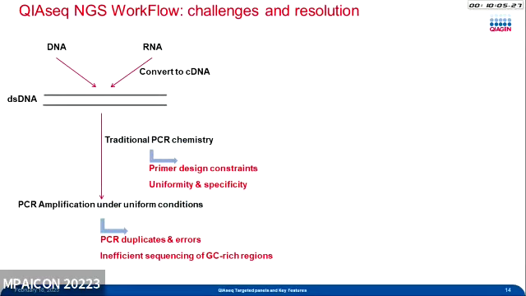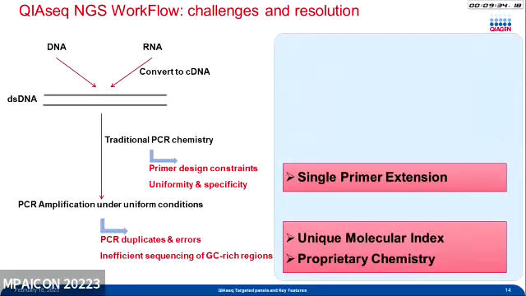Okay, so how QIAGEN is different compared to any others is that, first of all, let's see what the challenges are in our targeted panels. We have DNA and RNA, which we convert into cDNA, then we do PCR amplification. During this PCR amplification, as you can see in red, primer design constraints affect the uniformity and specificity. Then PCR duplicates and errors come along with bias in the GC-rich region coverage. So these are being incorporated.